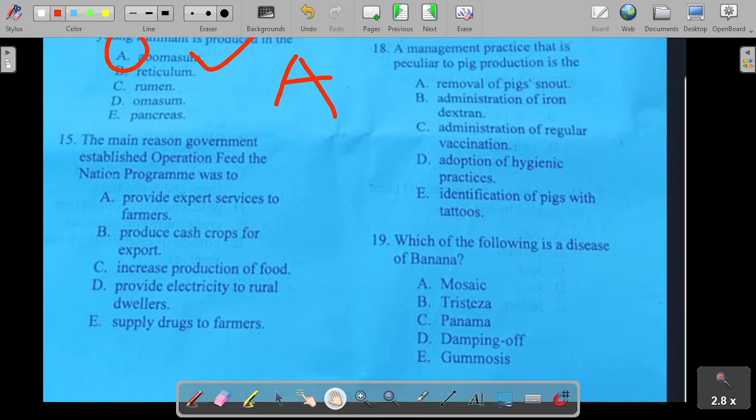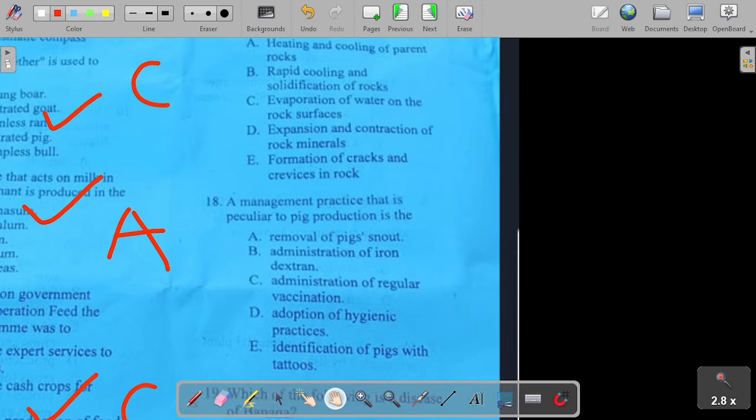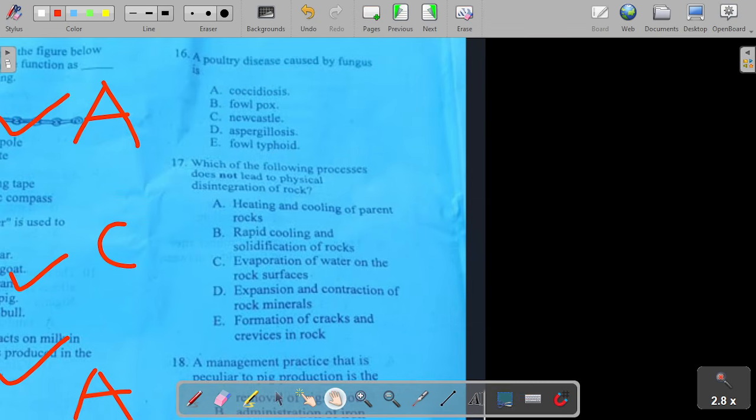15, the main reason government established Operation Feed the Nation program was to A, produce cash crops, increase food production. Yes, Operation Feed the Nation. Number 16, a poultry disease caused by fungi is called what? Coccidiosis, fowl pox, Newcastle, aspergillosis. D. 16 is D.